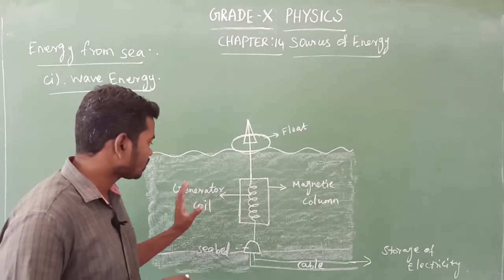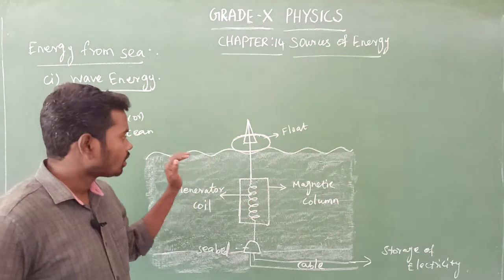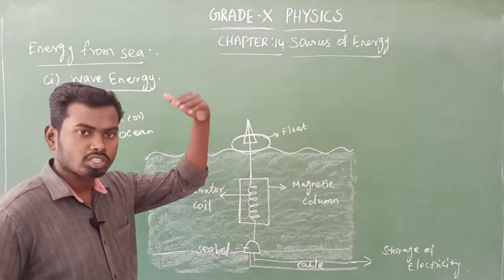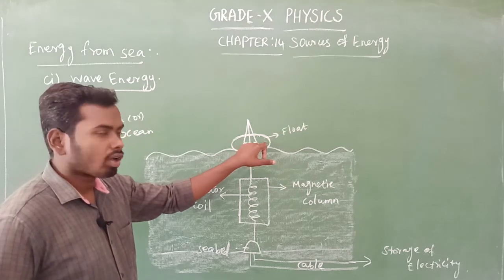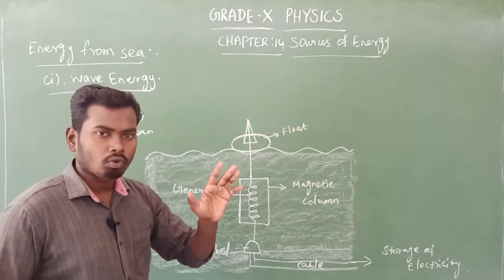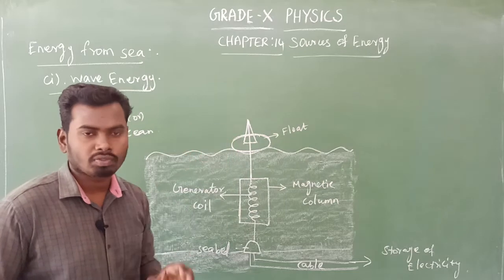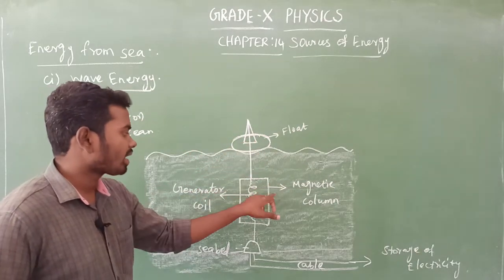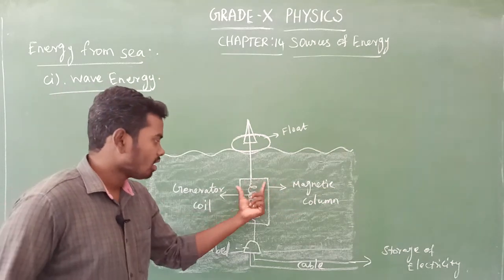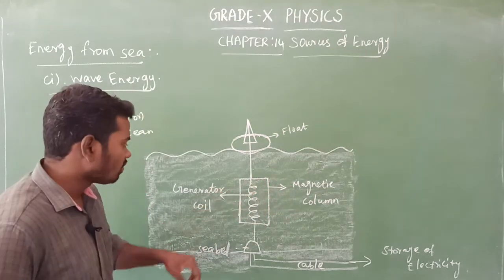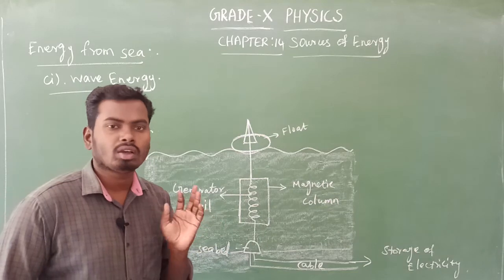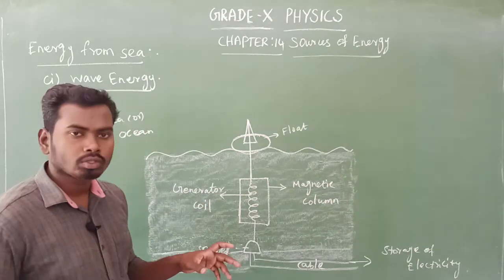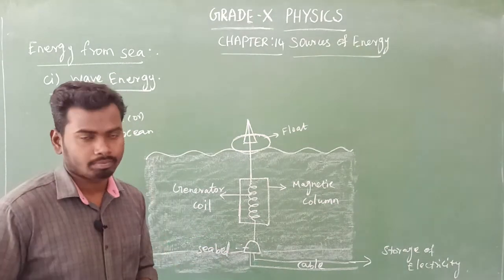Yes, look here. Consider this is sea or ocean water. Then this is the upper surface of the sea or ocean water. Above the water surface there will be one float. The float is always floating on the surface of the water. Another end of this float is connected with the magnetic column. Inside the magnetic column there will be a very powerful generator coil. The generator coil's work is to generate electricity.